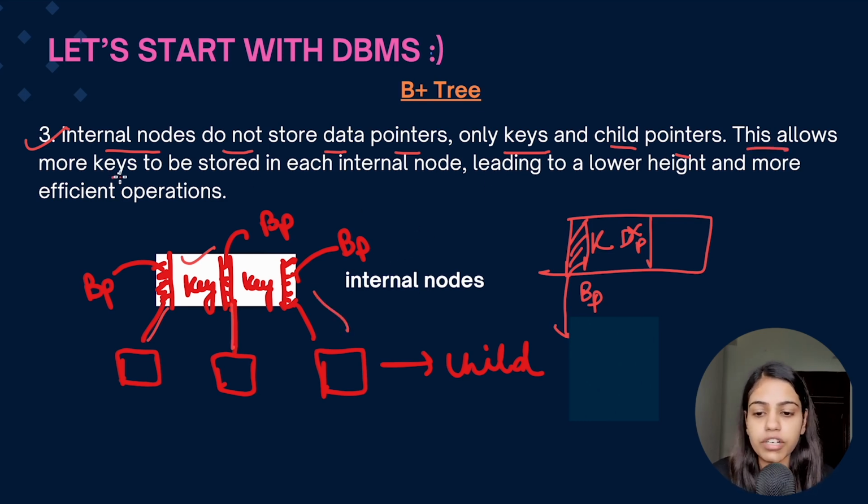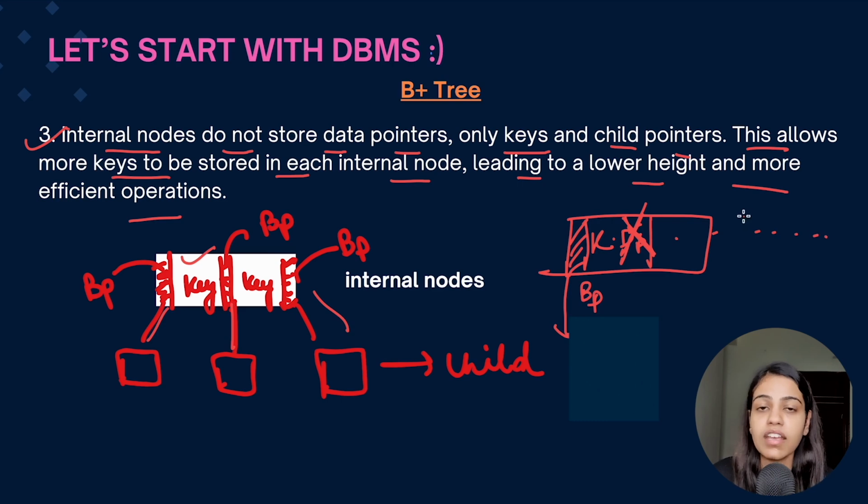This allows more keys to be stored in each internal node, leading to a lower height and more efficient operation. Since the data pointer doesn't need to be stored, the amount of space which the data pointer was consuming is saved. So we can insert more keys in a B plus tree than in a B tree, and this will help us have a smaller tree height than B trees.